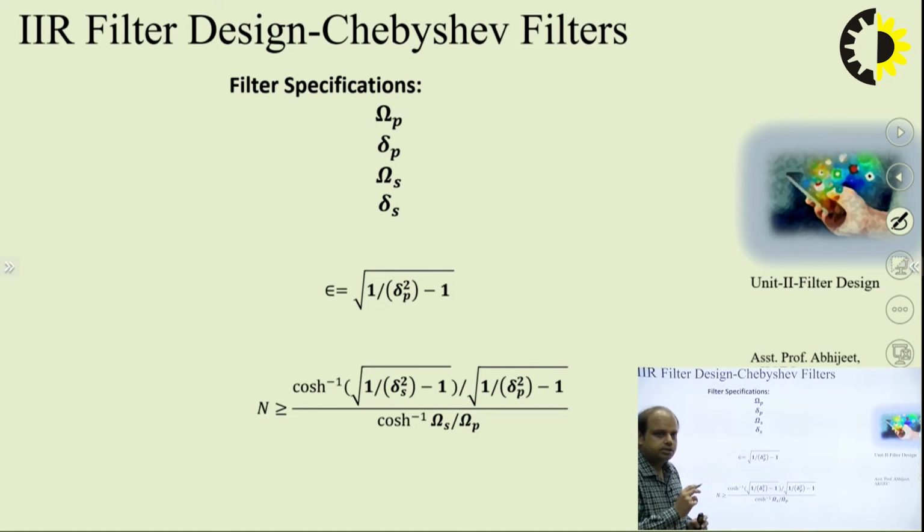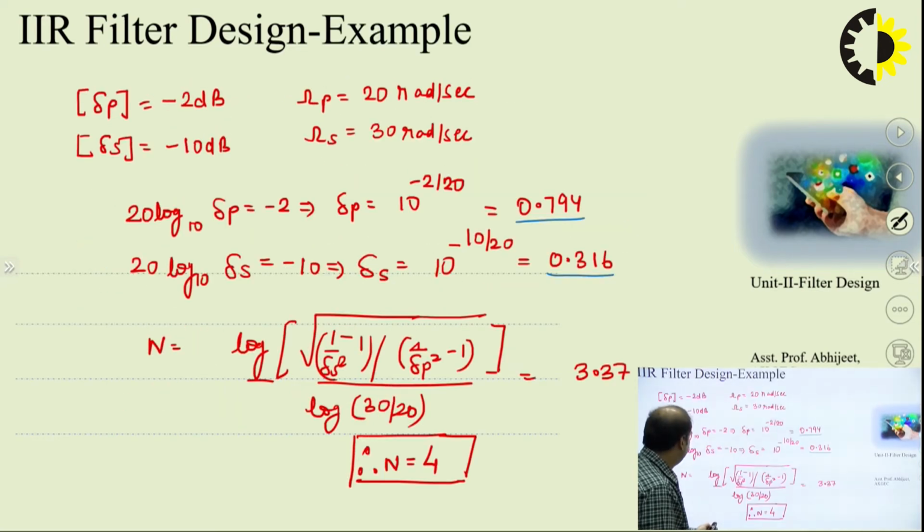Just relate this to what we discussed in Butterworth. The formula is similar looking, and n, that is the order of the filter, can be again computed using cos inverse of the square root of (1 upon del s square minus 1) divided by (1 upon del p square minus 1), divided by cos inverse of del s upon del p. So you can just relate this with the Butterworth formula for n.